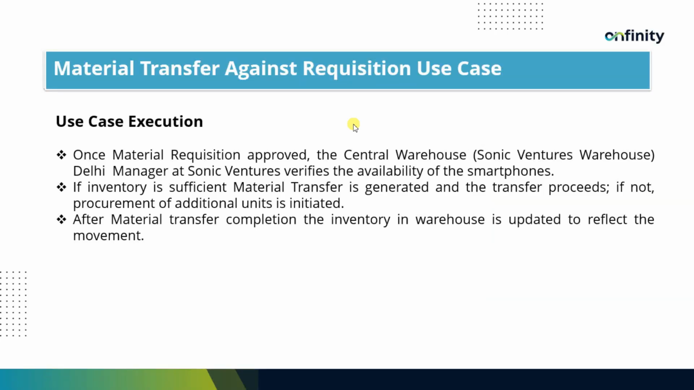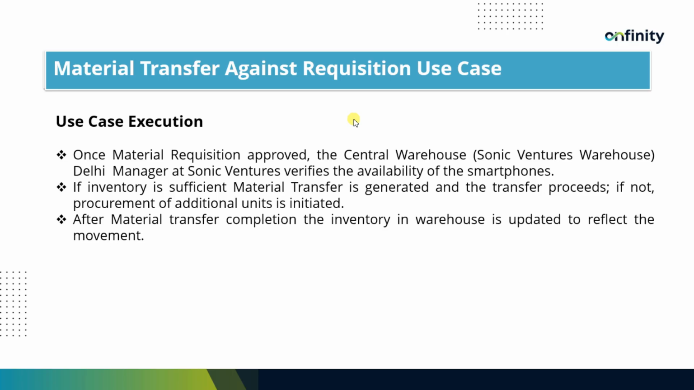Next, we have the use case execution for our use case of material transfer against the requisition. Once the material requisition is approved, the manager at the central warehouse, Sonic Venture Warehouse, verifies the availability of the smartphone. If the inventory is sufficient, material transfer is generated and the transfer proceeds. If not, procurement of additional units is initiated. After material transfer completion, the inventory in the warehouse is updated to reflect the movement.